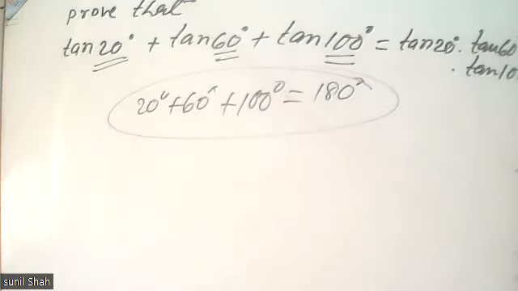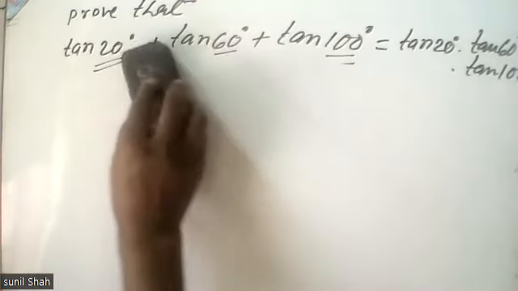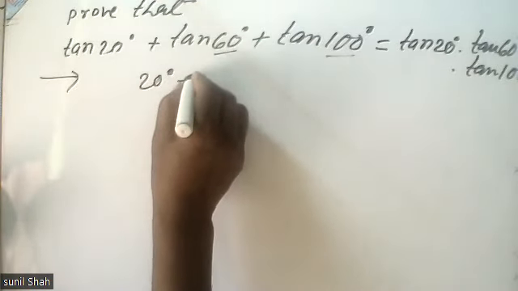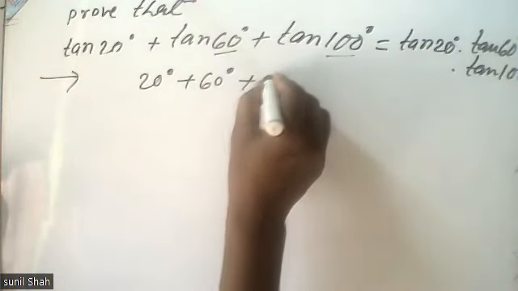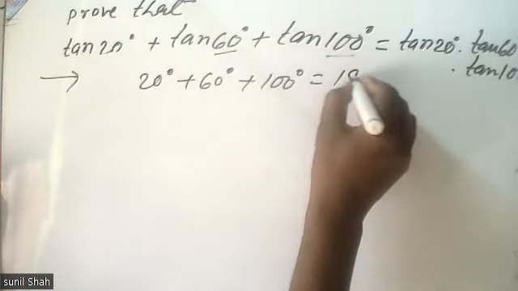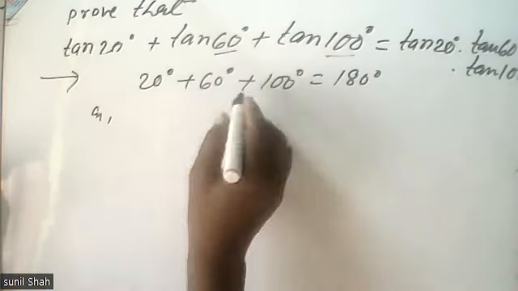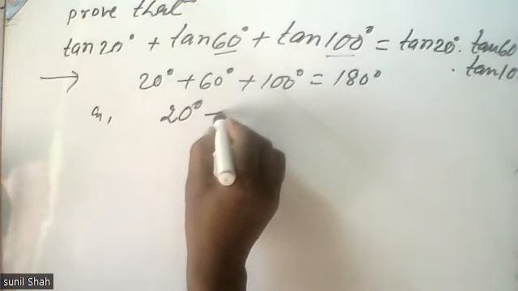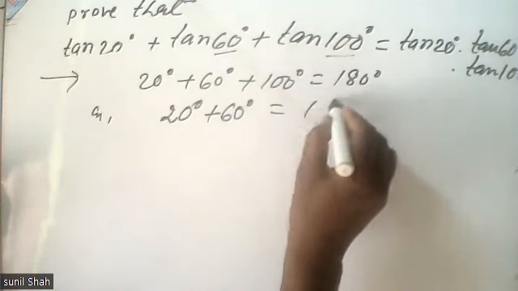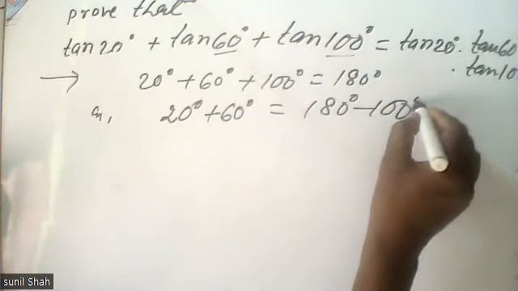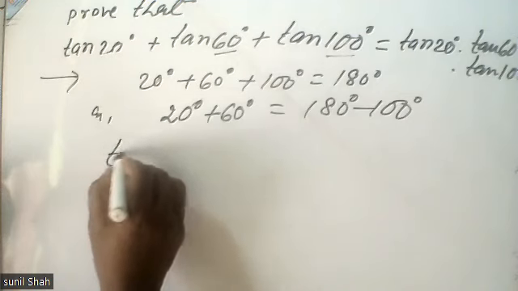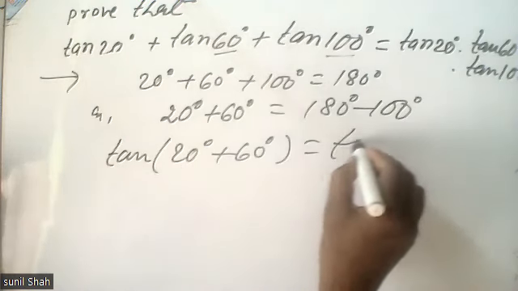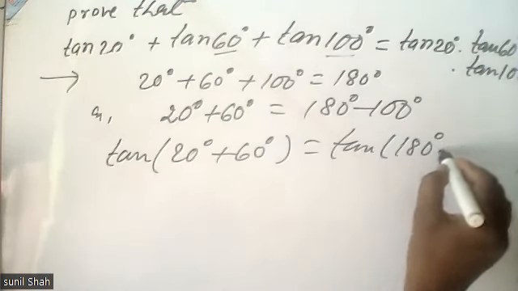Now, according to the previous rule or previous way, we can prove this also. Here, 20 degree plus 60 degree plus 100 degree is 180 degree. So out of these three, two of the three are kept this side. 20 plus 60 is 180 minus 100. Now taking tan, tan(20 plus 60) is equal to tan(180 minus 100).